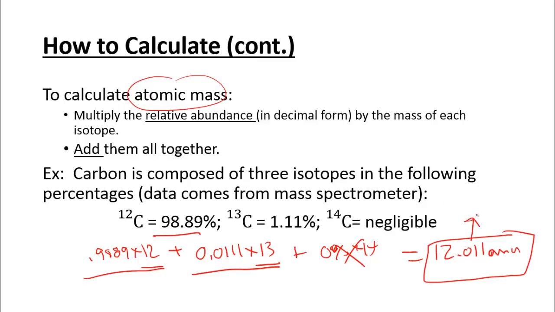You can always verify this. It should be very close on the periodic table. Sometimes it might be a little bit off because of sig figs, but it should be pretty darn close. And that's how you find atomic mass.